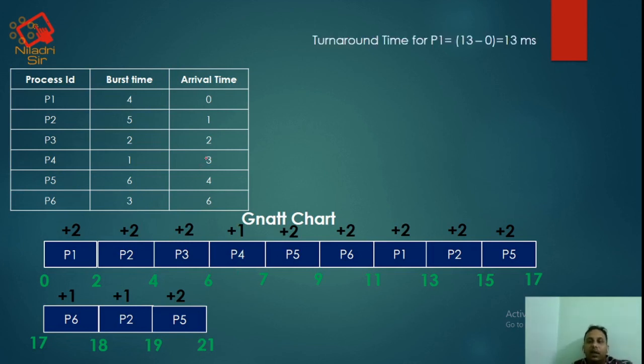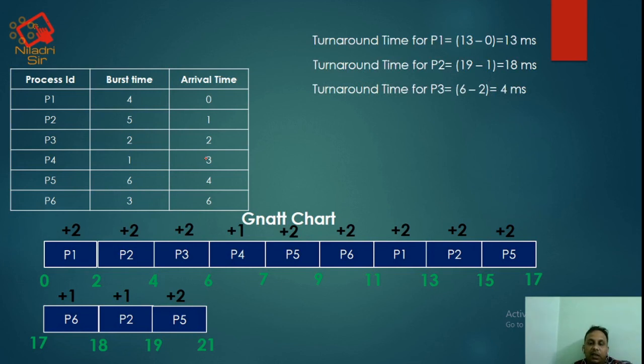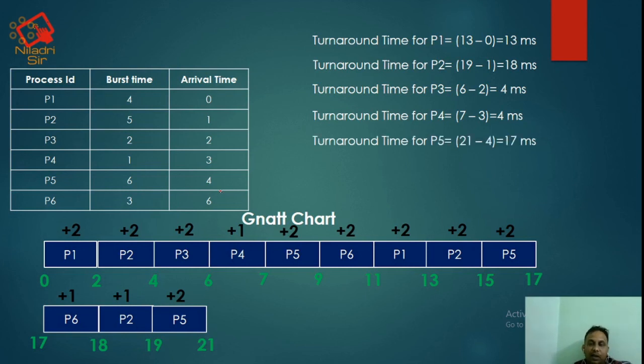Okay. So P1 is 13 minus 0. Okay. P2 is 19 minus 1. P3 is 6 minus 2. P4 is 7 minus 3. And P5 is 21 minus 4 that is 17. And P6 is 18 minus 6 that is 12. For P6 there is an error. So turnaround time for P6 will be 18 basically. Okay. So for P6 it is 18 minus 6. Okay.